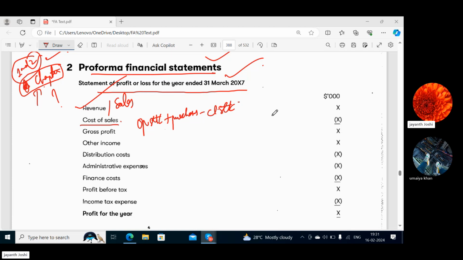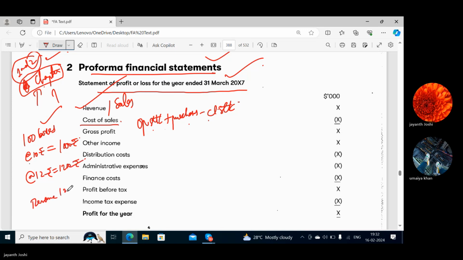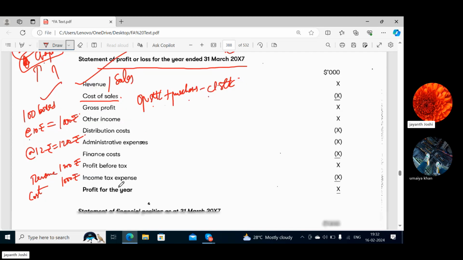So Umayya, now I'm going to again give you the concept regarding this. Please follow. What is happening in this cost of sales: opening stock plus purchases minus closing stock. If you bring 100 boxes at the rate of 10 rupees, that's going to be 1000 rupees. You are selling this at the rate of 12 rupees, so your revenue is 1200. What is your cost? 1000. 200 rupees is your gross profit. That's clear, right? So in this context, my cost of sales is 1000.